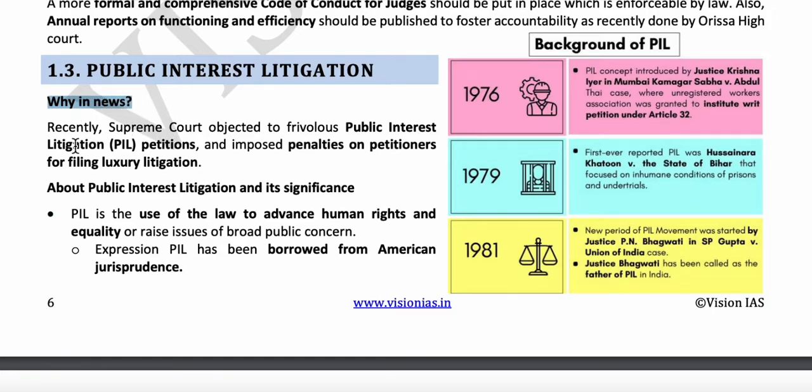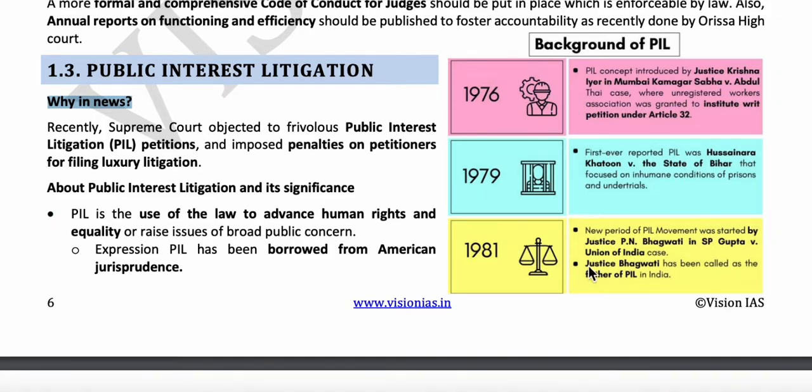The PIL is in the news because the Supreme Court stated that pointless or senseless public interest litigation will not be entertained anymore, and also said that penalties will be issued on those who file unreasonable PILs or luxury litigations. So now let's know about the background of PIL.